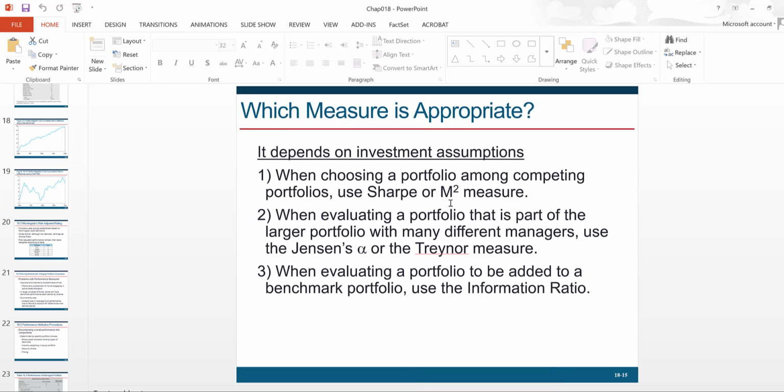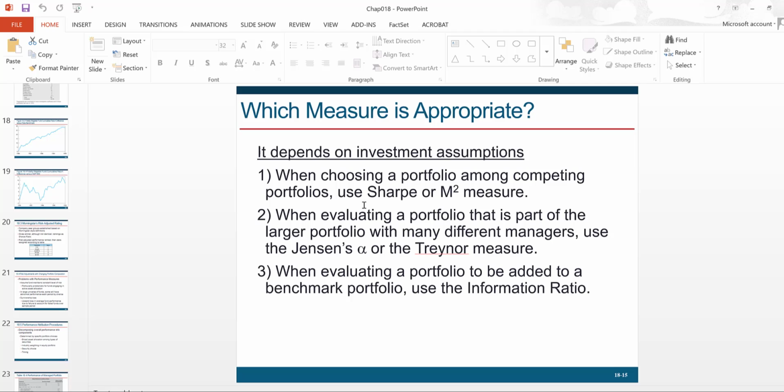So we have looked at various performance metrics. We looked at the Sharpe measure and the M2. We looked at Jensen's alpha and Treynor measure. We looked at the information ratio. And so the question is, with all these different metrics, which one to use in what specific situation, right? The context is important here.